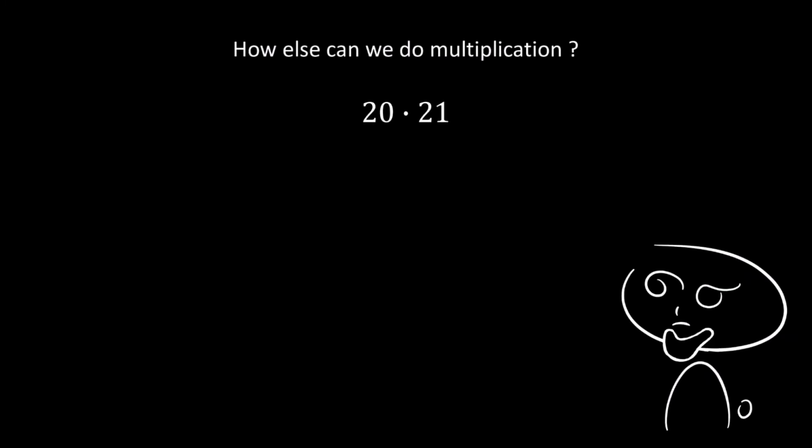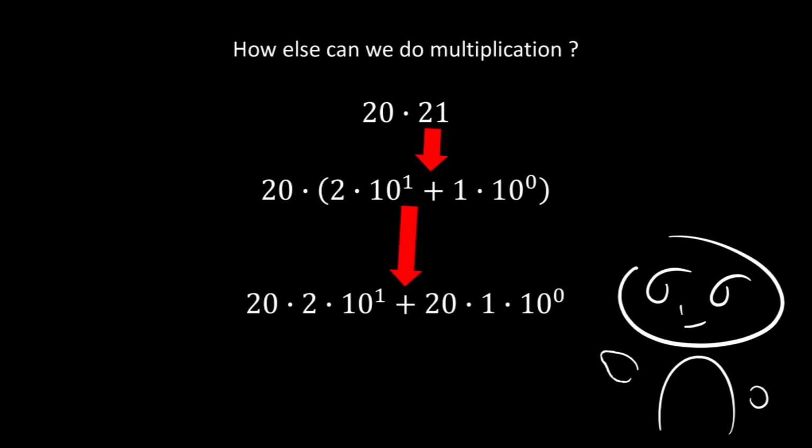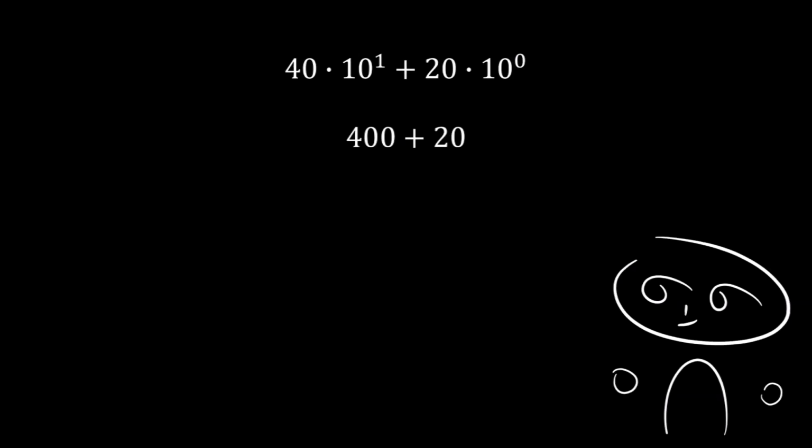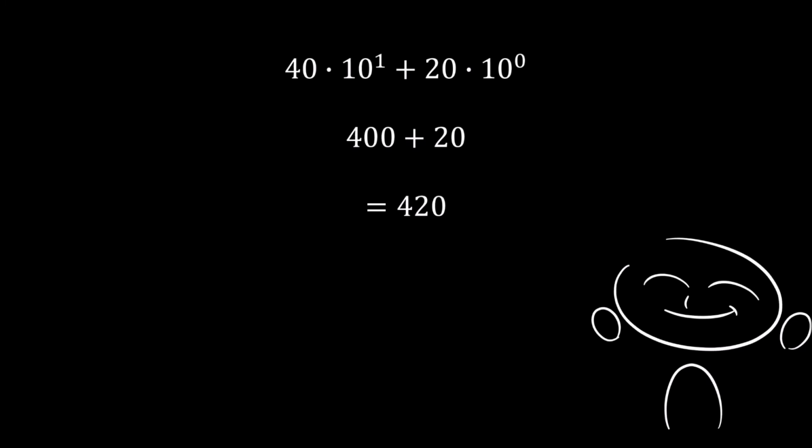Now, how else can we do multiplication? If we have 20 multiplied by 21, we can split the 21 into 2 times 10 to the power of 1 plus 1 times 10 to the power of 0. We can then expand the brackets out, giving us 20 times 2 times 10 to the power of 1 plus 20 times 1 times 10 to the power of 0. And then you can simplify that to 40 times 10 to the power of 1 plus 20 times 10 to the power of 0. And if we add those together, we get 400 plus 20, which gives us 420.